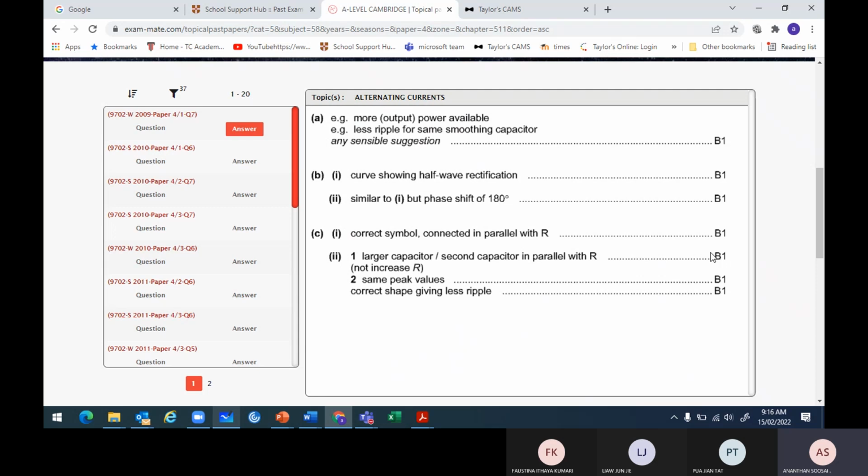So hope this reminds you: more output power, less ripple, smoothing capacitor for using the full wave. Full wave, I think, gives more output power. So showing the rectification, similarly for A and B, then the capacitor. Okay, so one example. Yeah.